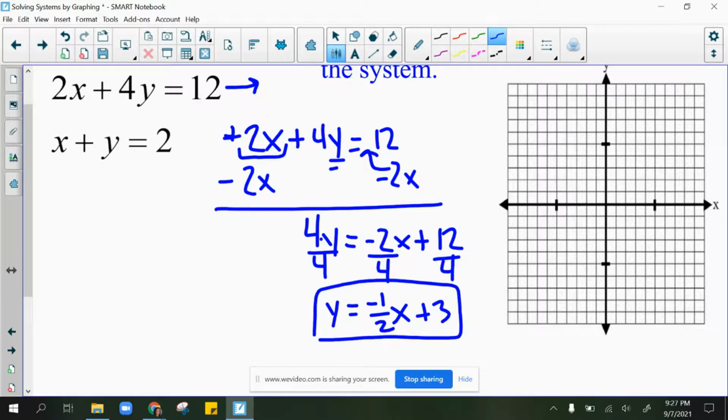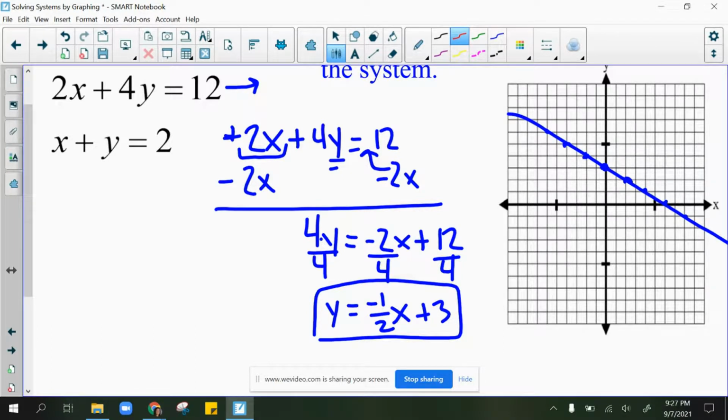So I'm going to start at positive 3, and my slope is negative 1 over 2. So down 1 over 2, down 1 over 2, down 1 over 2. And again, I'm going to put a bunch of points on here. I'm even going to go back to where I started and go the exact opposite way because I don't know where they're going to cross it.